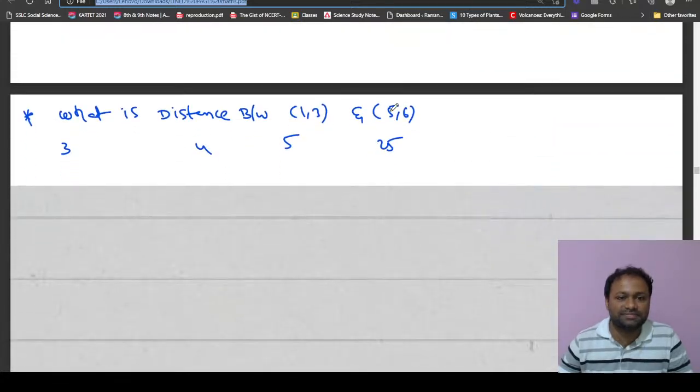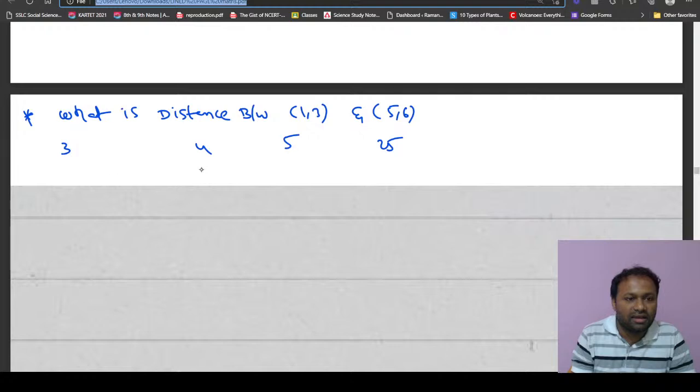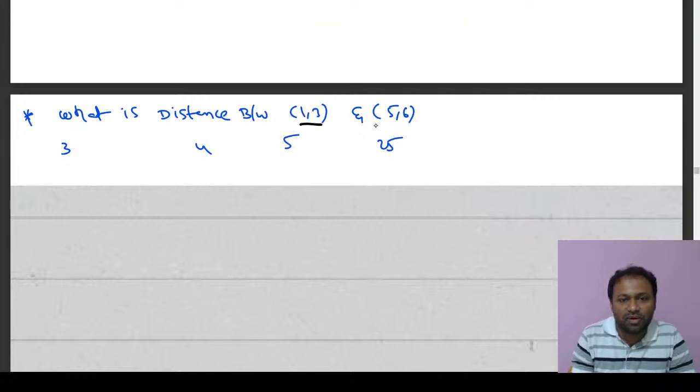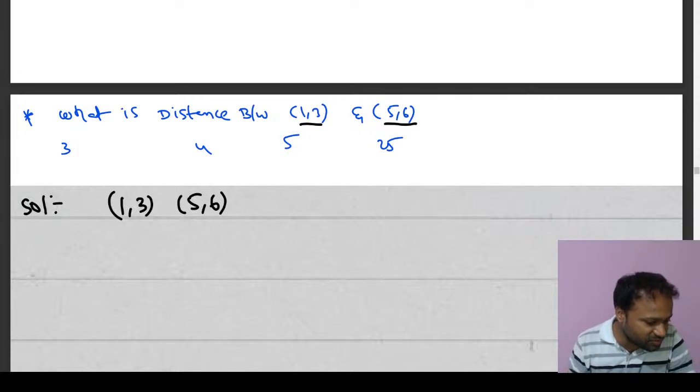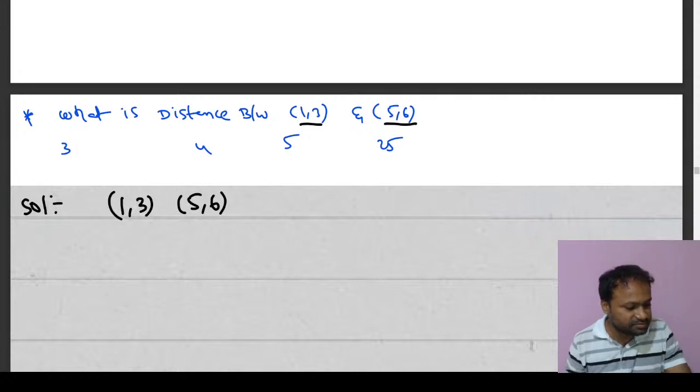Right, if we go to another problem, see this. What is the distance between the 2 points, ordered pair 1 comma 3 and 5 comma 6? Okay, chalo, do it. Do the answer and reply. I'm waiting for your reply. What will be the answer?